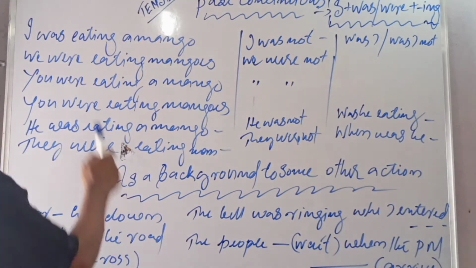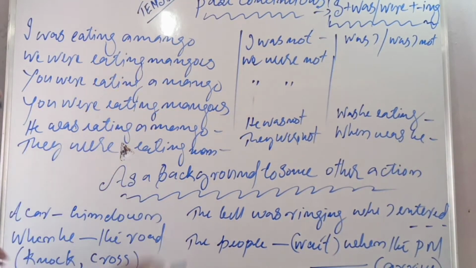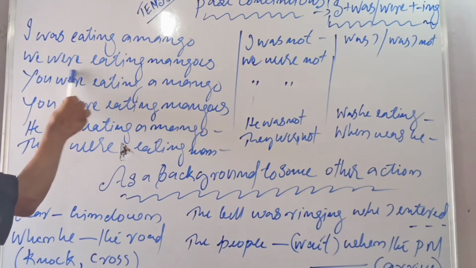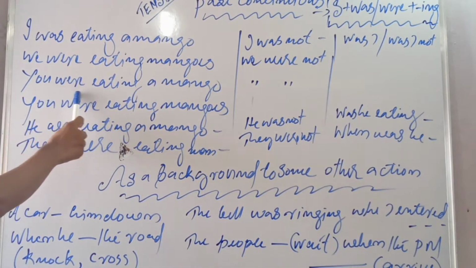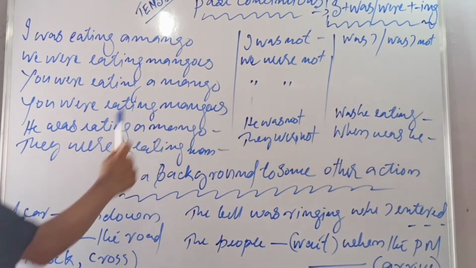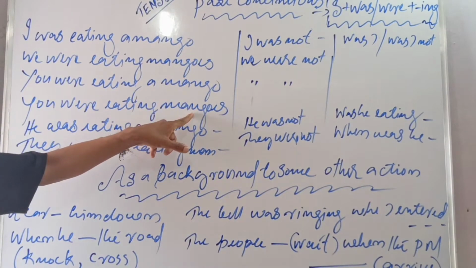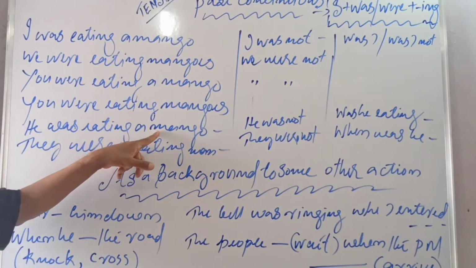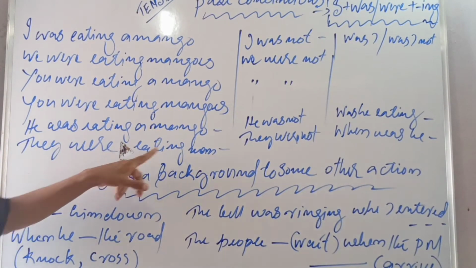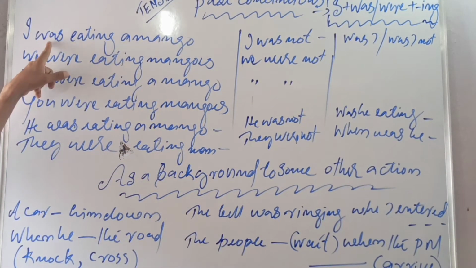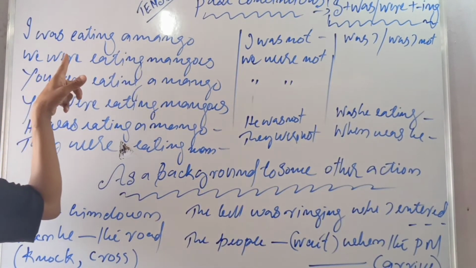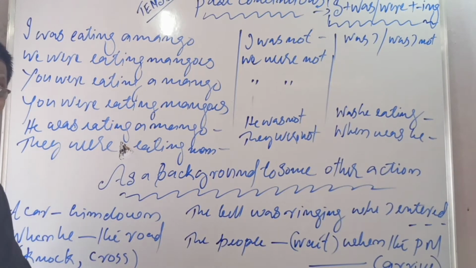In the same way, I was eating a mango. Our usual regular example. I was eating a mango. We were eating mangoes. You were eating a mango. First person, second person. You were eating mangoes. That is why I take this example. Singular, plural. He was eating a mango. She was eating a mango. Sheila was eating a mango. They were eating mangoes. Subject plus was or were plus ing is past continuous tense.